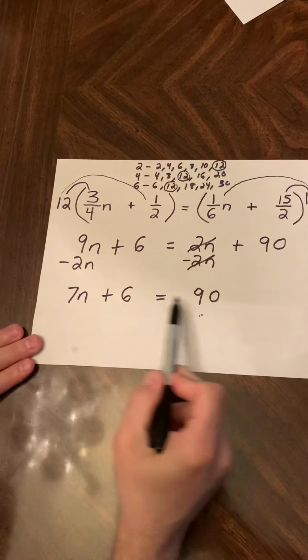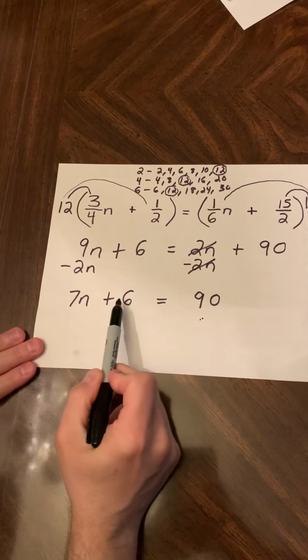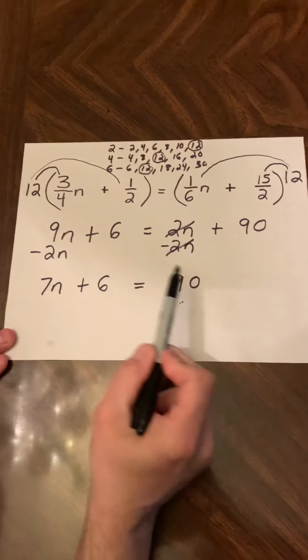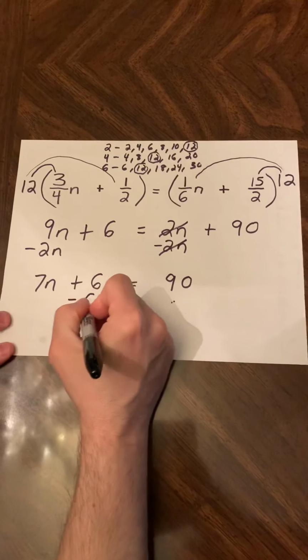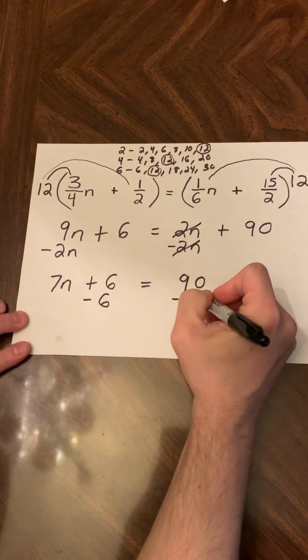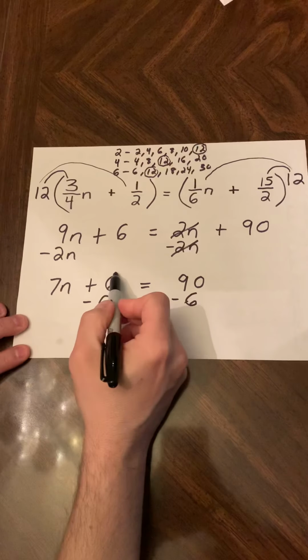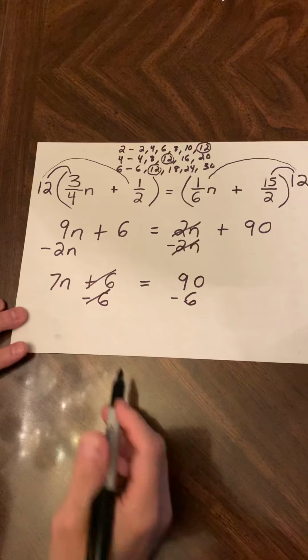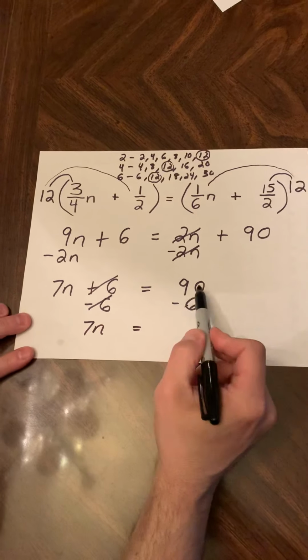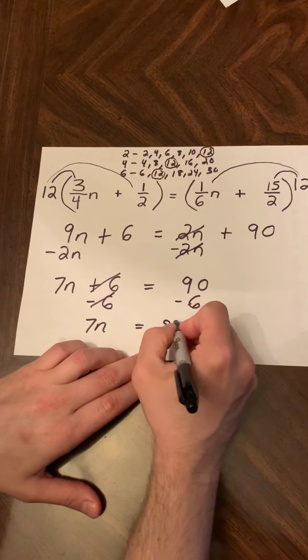Just like always here, we got a variable, a constant, and a constant. I want to get these 2 constants together, so I'm going to have to move this one to the other side by opposite. This is a plus 6, so I subtract 6. Don't forget to do it to both sides. That zeroes these out, and I have 7n left on this side. And then 90 minus 6 is 84.